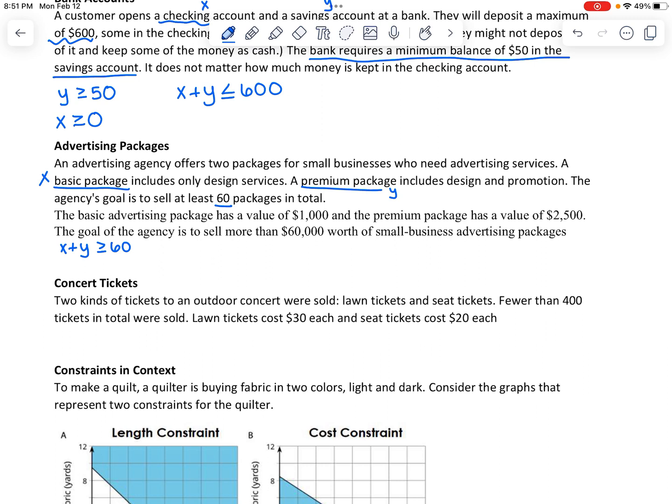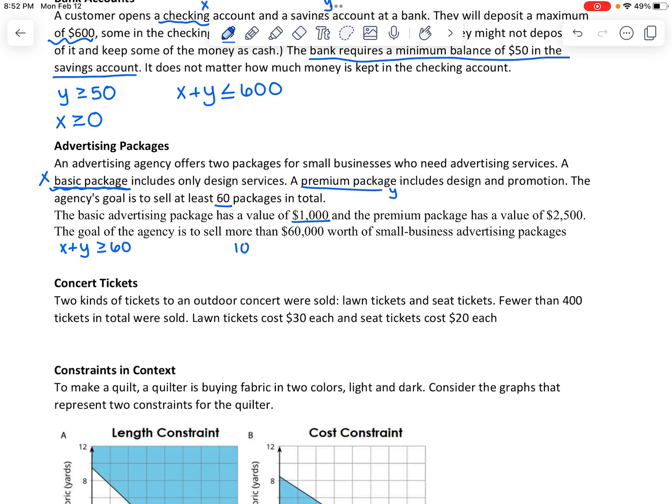Well, in this case, we need to consider not just the number of basic packages, but the total value that they've earned when they sell that many packages. So if you sold 2 basic packages, how much money would you earn? You'd get $2,000. What about 5 basic packages? That would be $5,000. What are we doing in our head mathematically? How are we figuring that out? We just take the value and multiply it by the variable, the number sold.